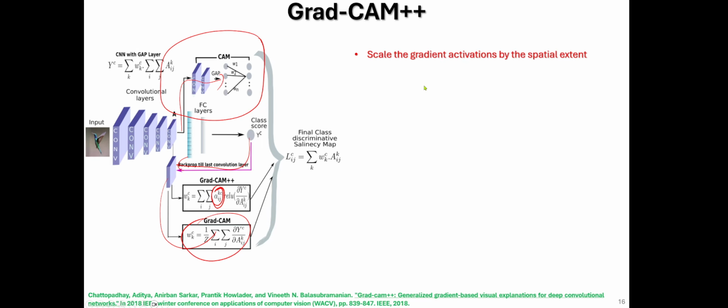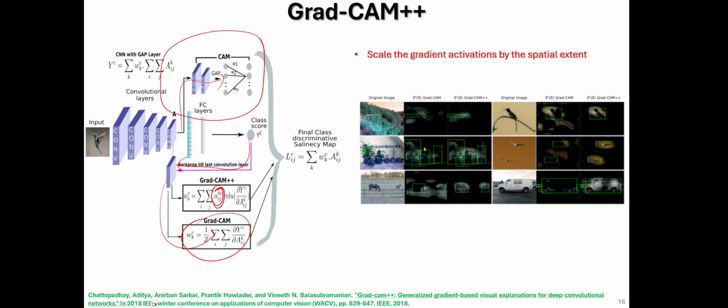Okay, there's no other difference between them. So of course this is a typical CAM where these weights are used to weight, and this is a Grad-CAM where the back propagation weights are used here, and the only difference between these two is the scaling factor. So again, I reiterate it here, the gradient activations are scaled by the spatial extent.